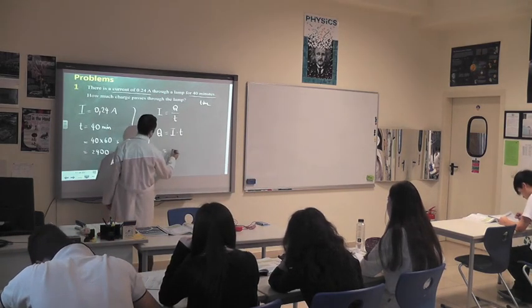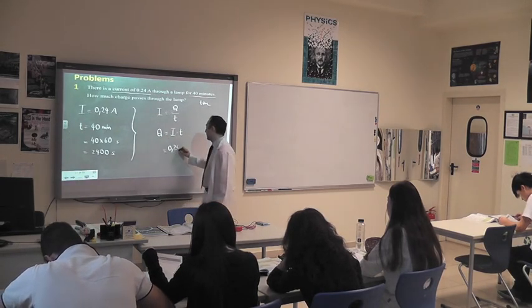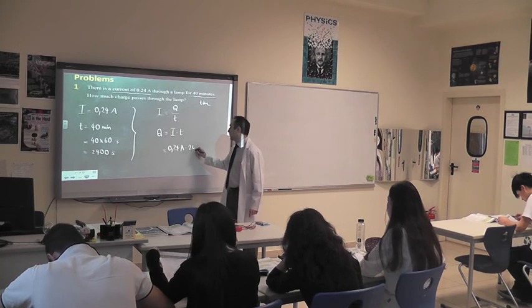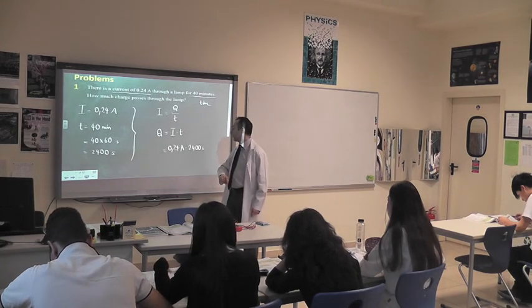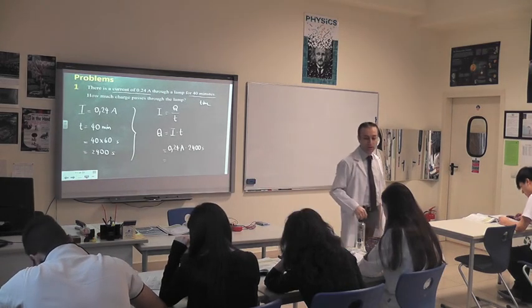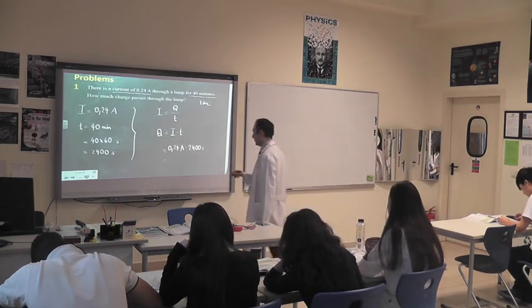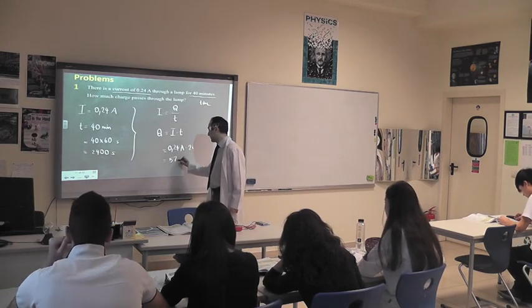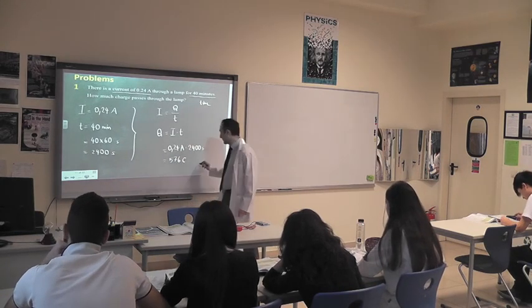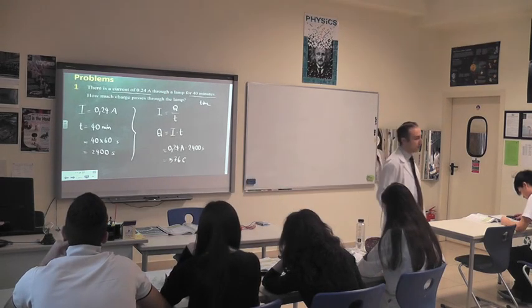Therefore, I is equal to 0.24 amps, multiplied with 2,400 seconds, and you get what? 576 coulombs. Very good. Which option is that? A. Coulombs. Alright, I solved the first question. Now it's your turn.